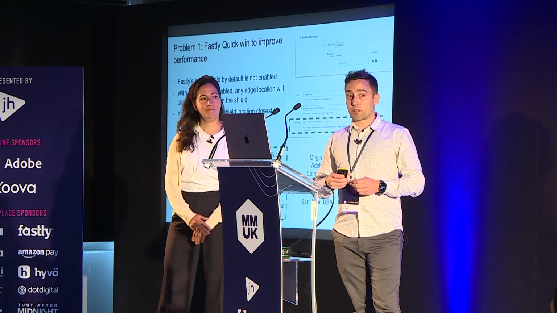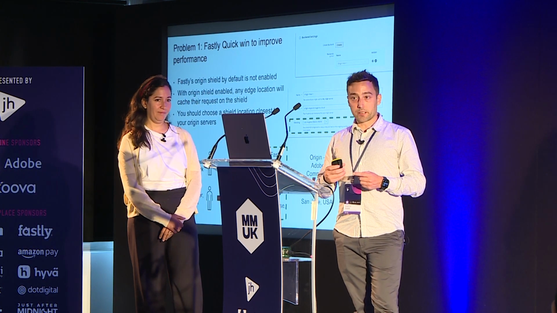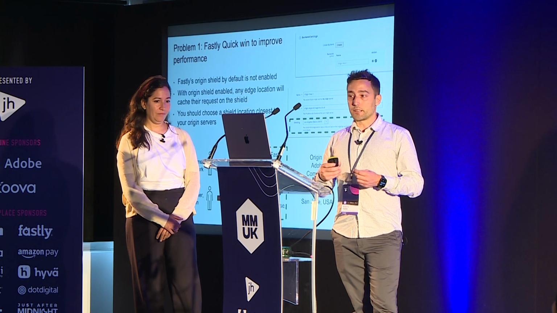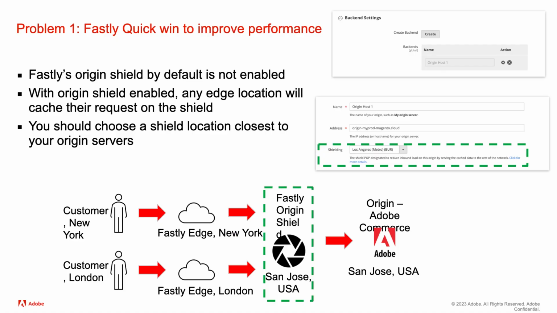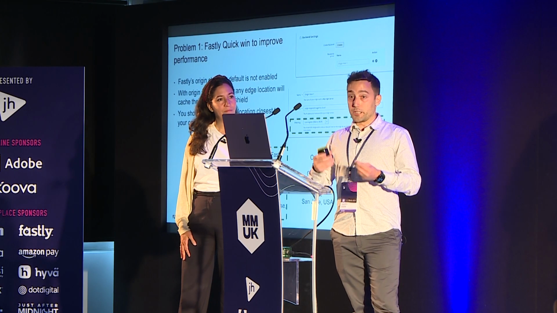Let's talk about a very quick win that you can obtain with a simple configuration in Fastly. I'm talking about Fastly Origin Shield. If we go back to the previous example, we saw a user connected from New York connecting to the edge location that is in New York. If the content is not there, the request goes to the origin, which then serves the content back to the edge location in New York.